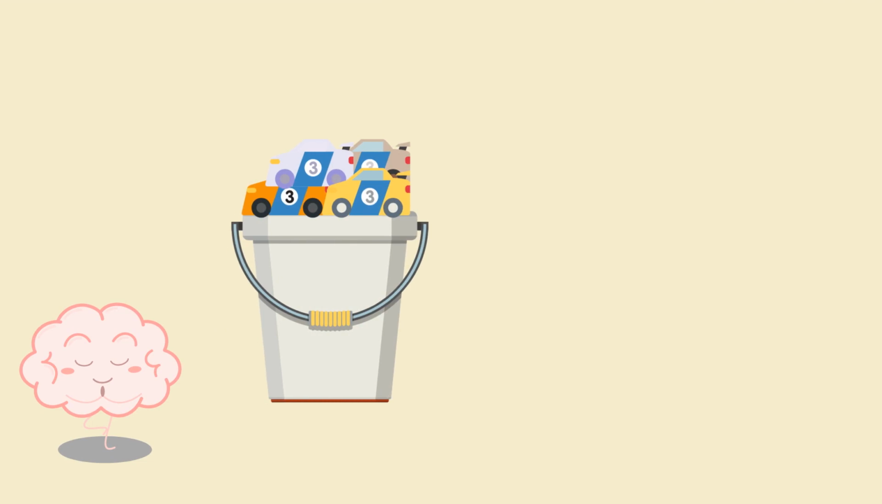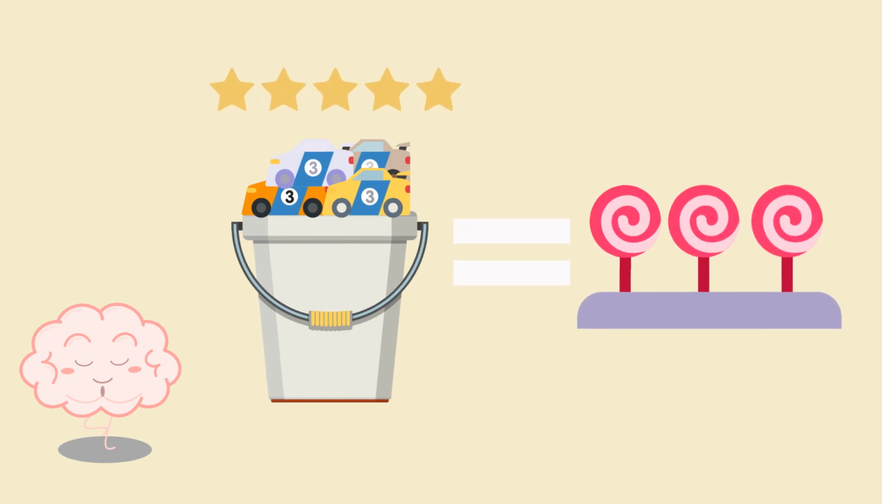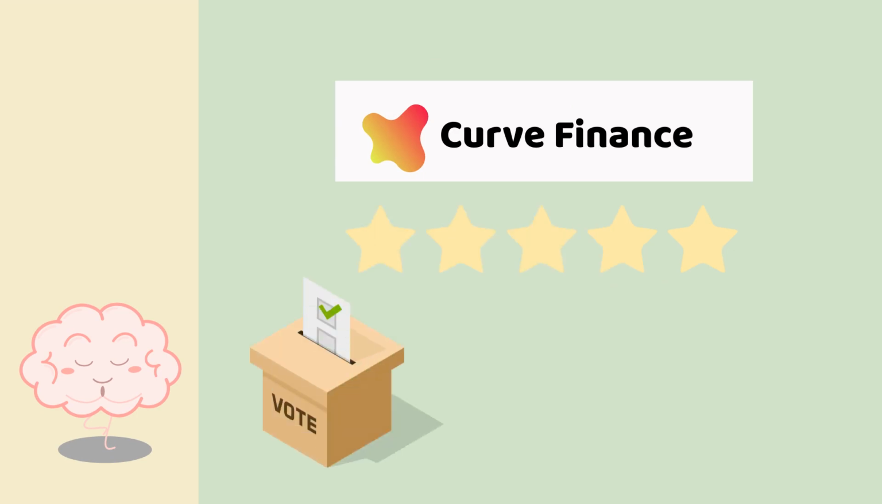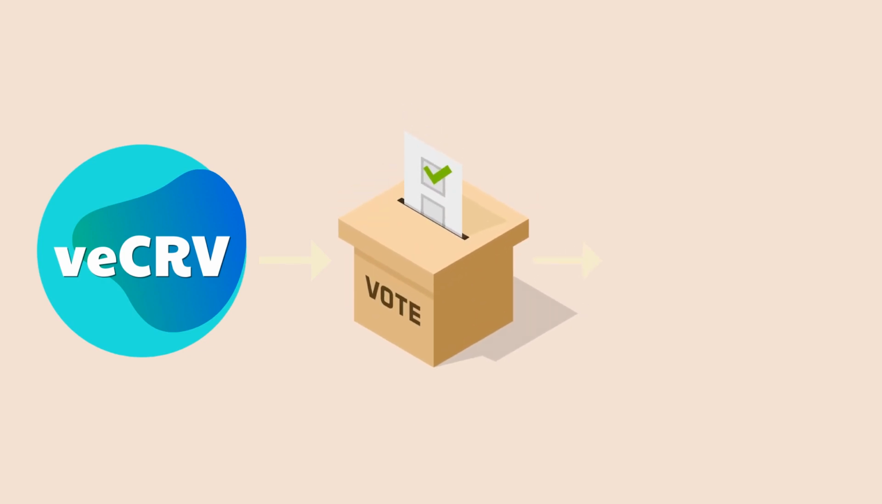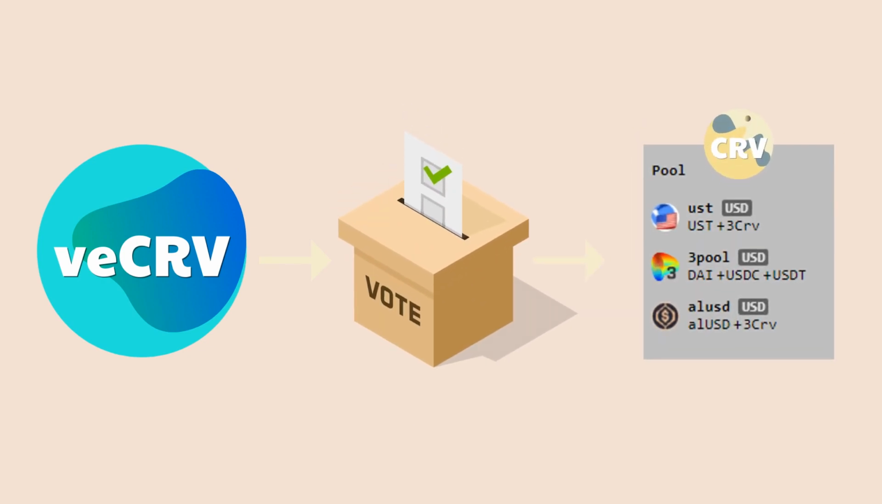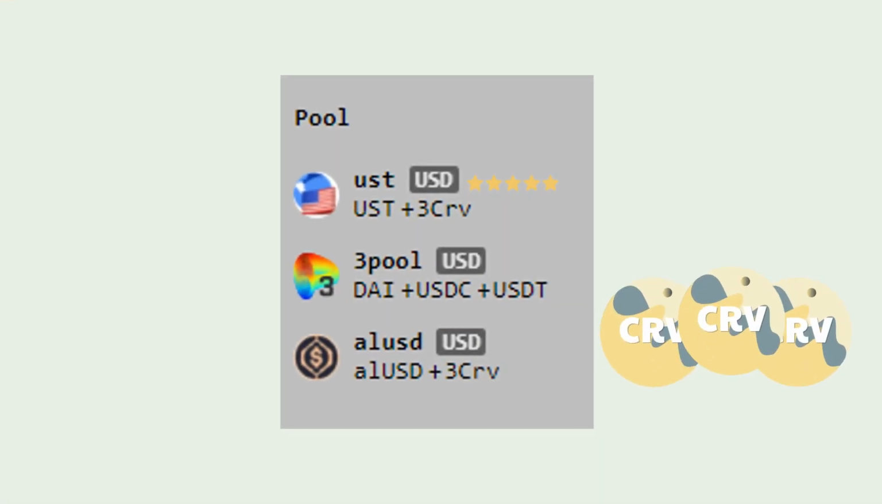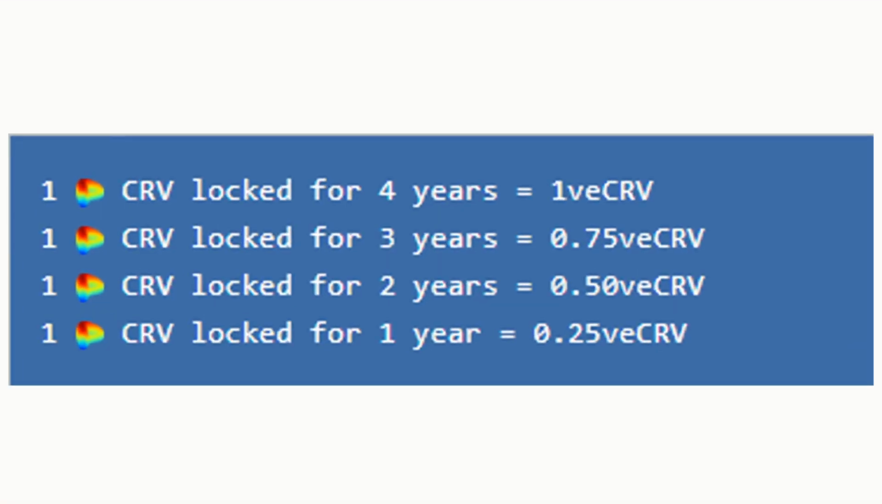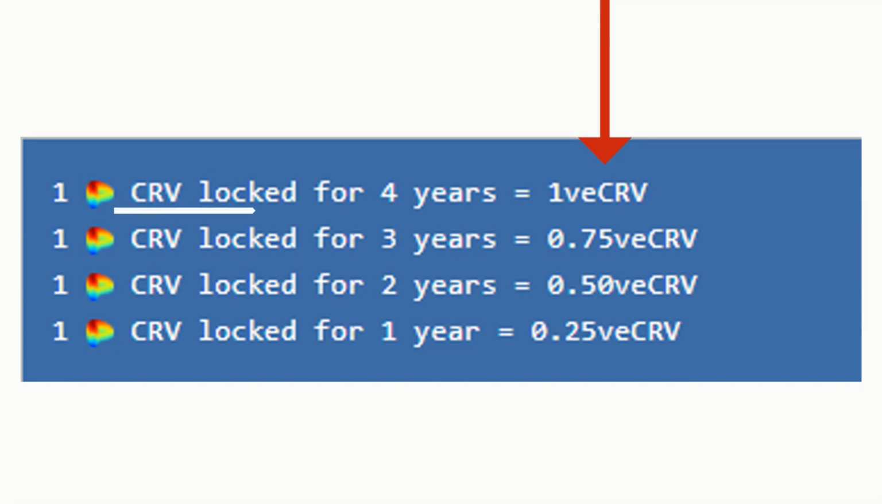But that's not all. Remember how we mentioned that the more popular toy buckets give out more candies? In the case of Curve, popularity is decided by a vote every 2 weeks. veCRV gives you the ability to vote on which pools CRV rewards are allocated to. The more votes a pool gets, the more rewards liquidity providers will receive. More rewards means more people will stake in that pool, and more stakers would mean more liquidity for those pools. This power is where these veCRV tokens get their name from. Essentially, you escrow your CRV to get voting rights in the platform.